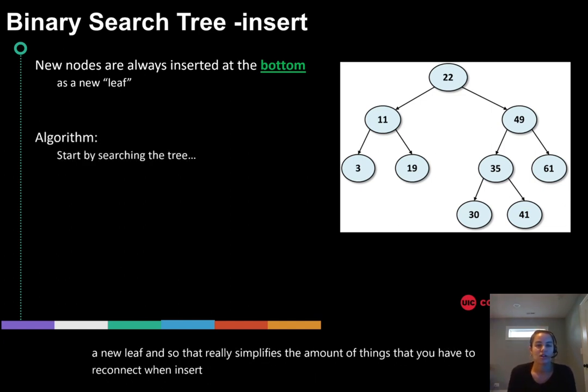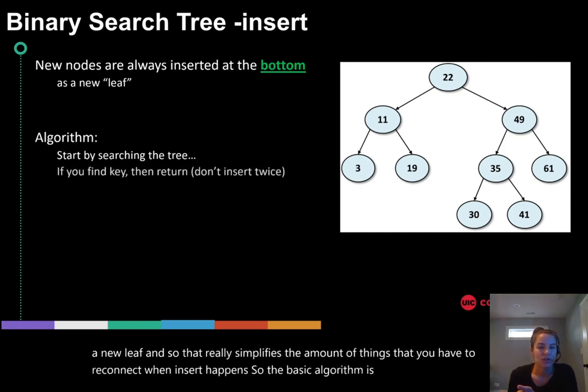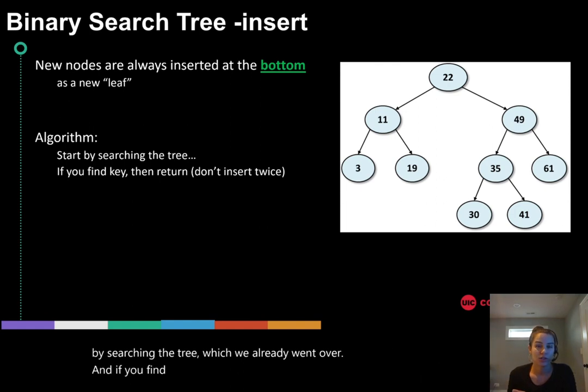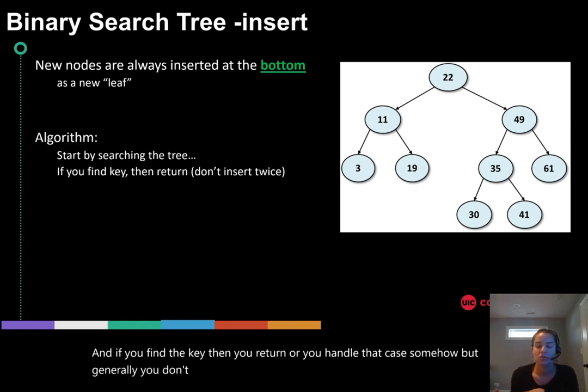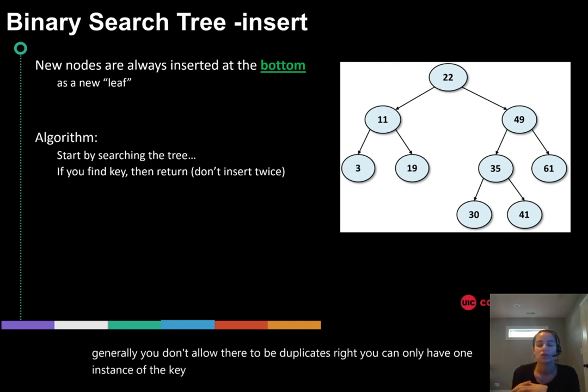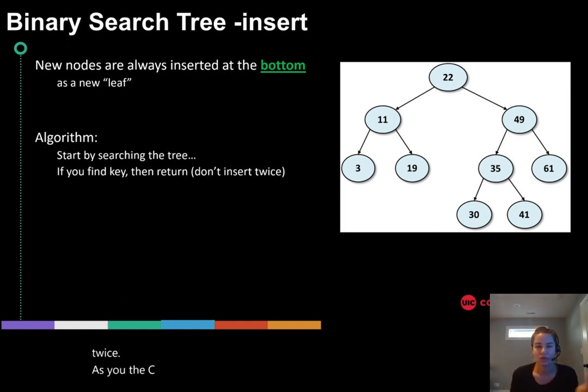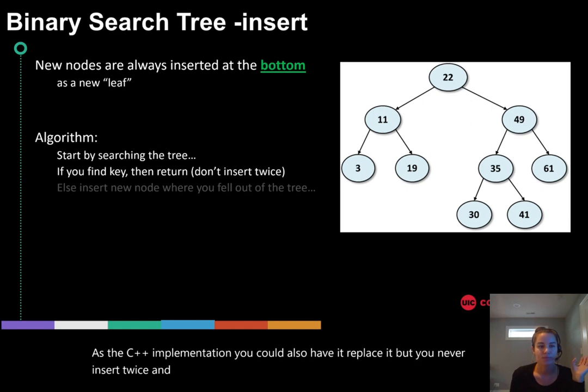So the basic algorithm is that you start by searching the tree, which we already went over. And if you find a key, then you return, or you handle that case somehow. But generally, you don't allow there to be duplicates, right? You can only have one instance of the key. The key has to be unique, so you're not going to ever insert twice. As you know, with the C++ implementation, you could also have it replace it, but you never insert twice. And so generally speaking, we're going to say you return.